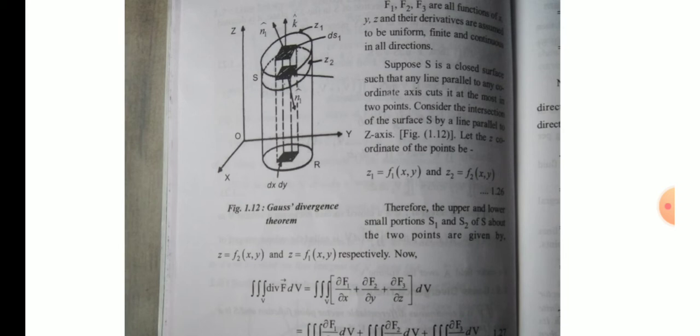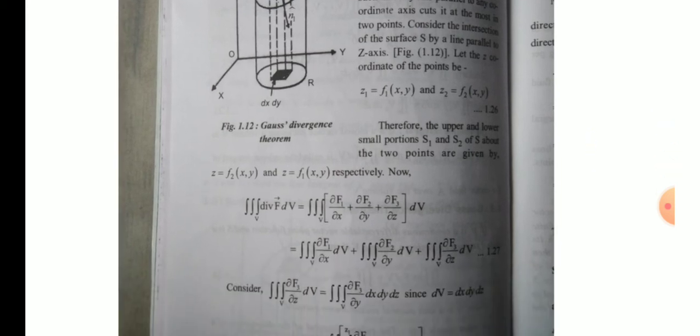Let the z coordinates of the points be z1 equal to f1 of x, y and z2 equal to f2 of x, y. Therefore, the lower and upper small portions S1 and S2 of S about the 2 points are given by z equal to f1 of x, y and z equal to f2 of x, y respectively. Then the integral over V of the divergence of F bar dV is the integral of del F1 by del x plus del F2 by del y plus del F3 by del z.